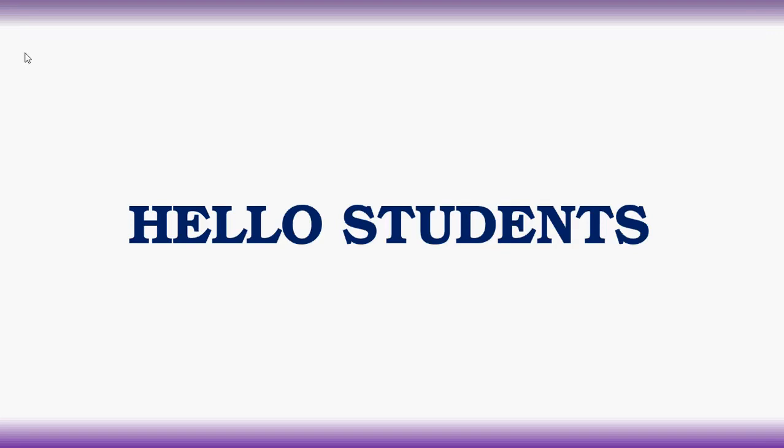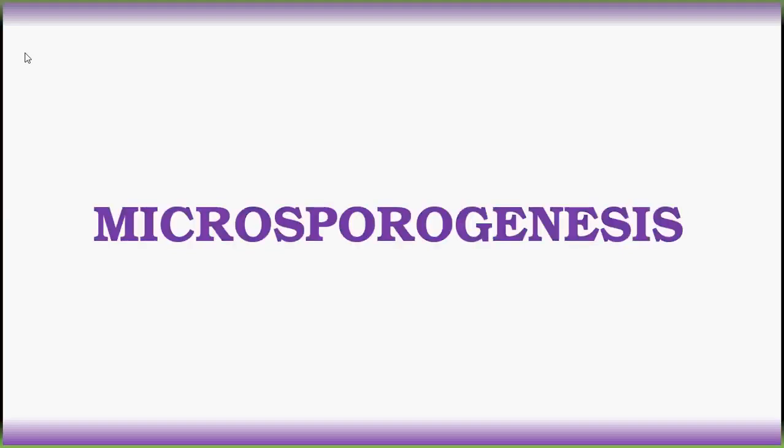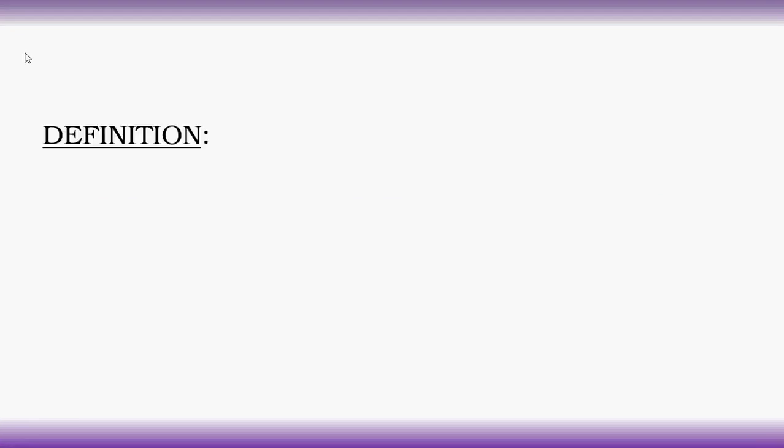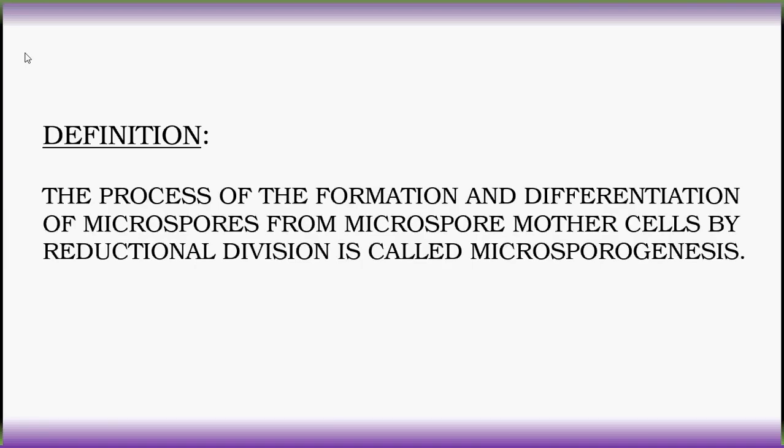Hello students, today we are going to discuss one more concept from sexual reproduction in angiosperms. The concept is microsporogenesis. Let's see the definition of microsporogenesis. The process of the formation and differentiation of microspores or pollen grains from microspore mother cells by reductional division is called microsporogenesis. So once recollect the structure of microsporangium.